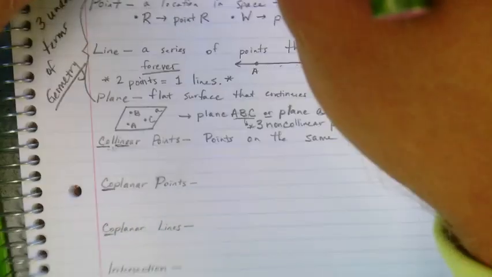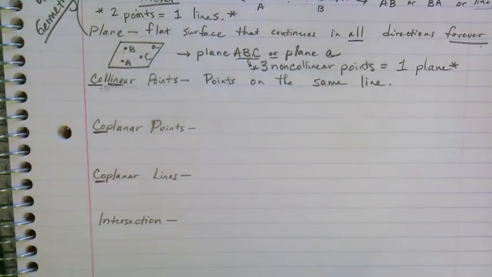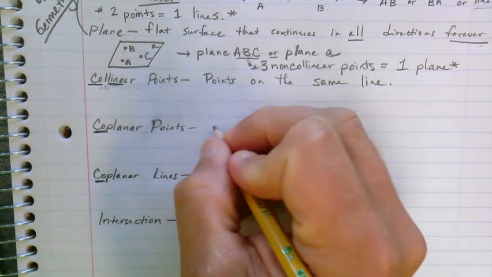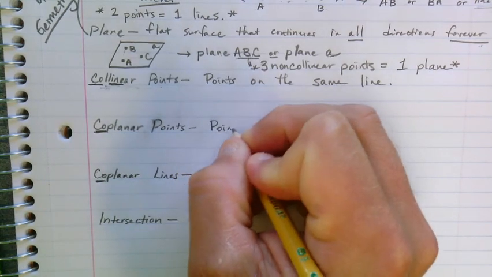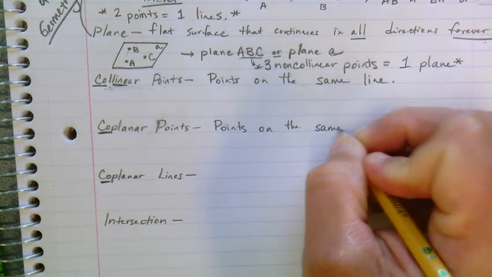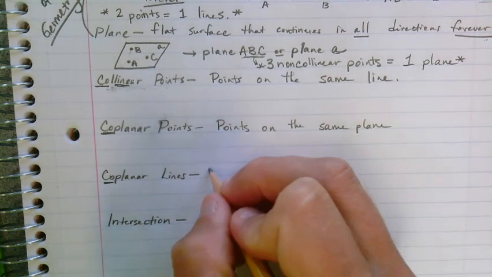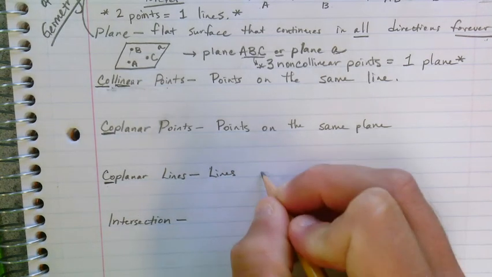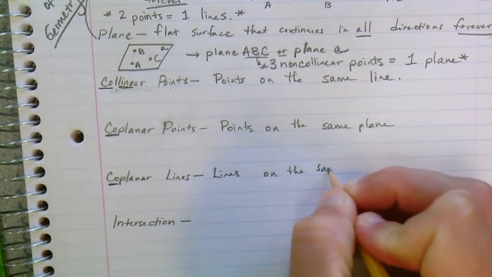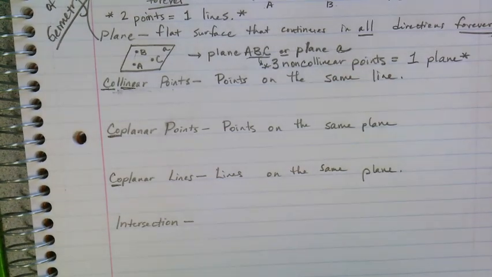I'm going to move my camera so we can see this a little bit better, okay? So I'm going to say coplanar points means points on the same plane. Okay, points on the same plane. And if I do coplanar lines, I'm going to say lines on the same plane. Okay, so you'll have a chance to identify those for me here in a moment.